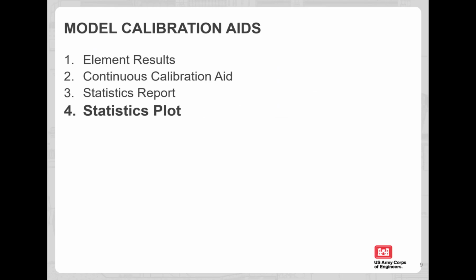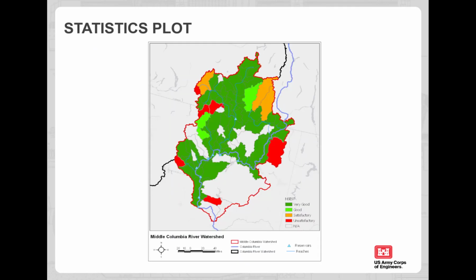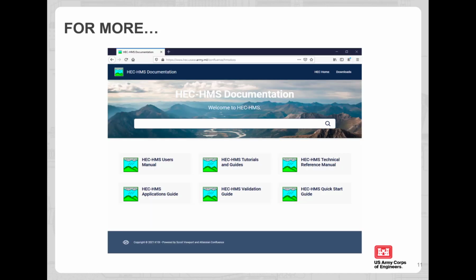Finally, I'll talk about the statistics plot. There's currently no automation for the statistics plot, but it can be generated in a GIS if you're willing. In the statistics plot, subbasins or calibration points are colored based on their performance for a given summary statistic. Pros of this approach is that it gives a spatial notion of calibration. Because the statistics plot is not currently automated, it is typically something that we only do for reporting purposes once the calibration is complete. This concludes the presentation on model calibration aids.